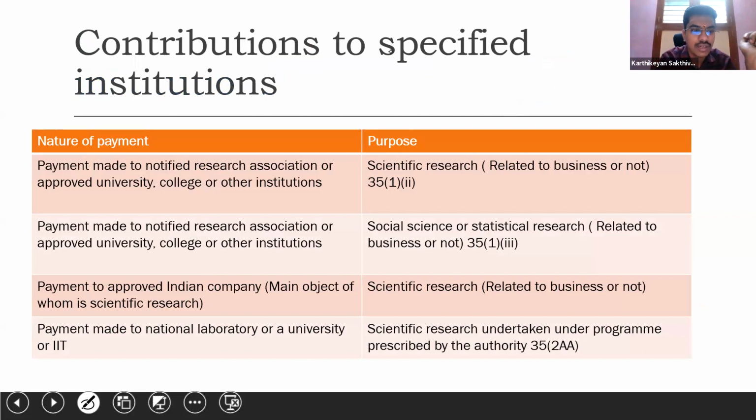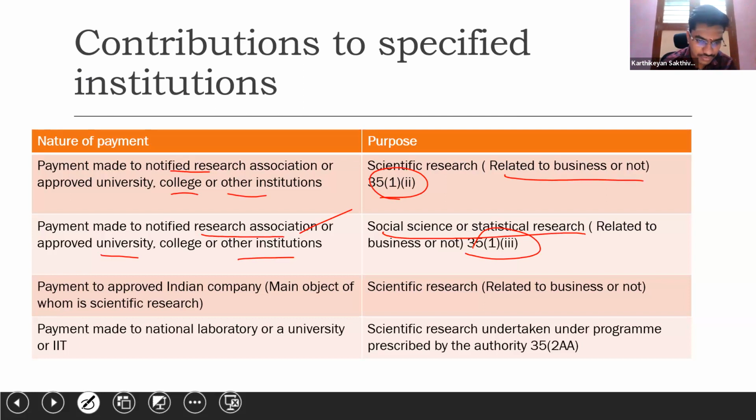அதுதான் இந்த இதுல கொடுத்திருக்கேன். So if the payment is made to a notified research association or an approved university, college or other institution, so scientific research, if it is related to business or not, can be claimed as deduction, right? Whether related to business or not, if the payment is made to approved university, college or institution. அதே மாதிரி approved research association, college or institution, social science or statistical research அப்படின்னா 35(1)(iii), scientific researchனா 35(1)(ii), social statistical researchனா 35(1)(iii). ரெண்டுத்துக்குமே related to business or not அப்படின்ற ஒரு பாயிண்ட் இருக்கும்.